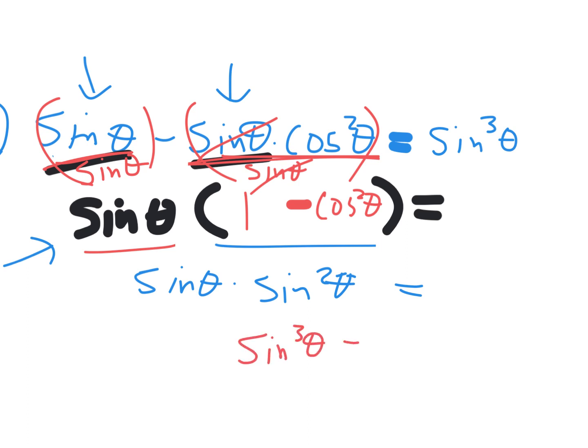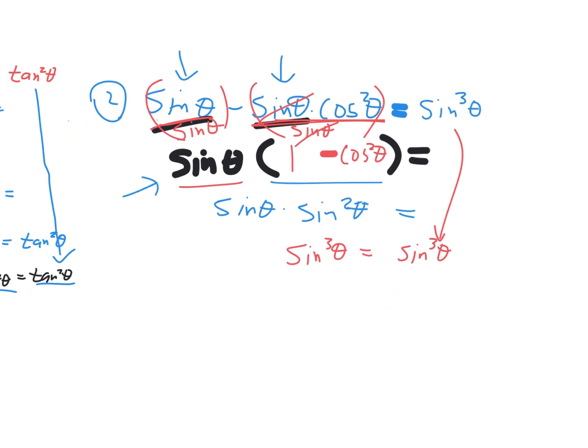Sine to the third equals, bring this down, sine to the third. Okay, so that was our second one. What was the key? Factoring.